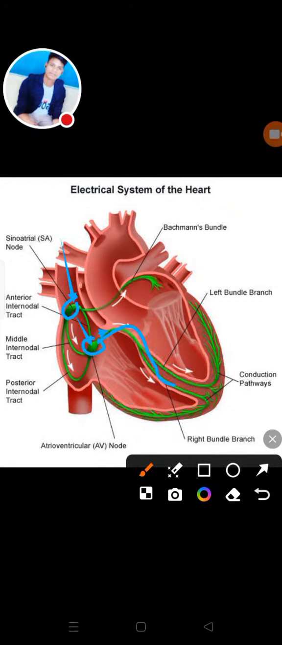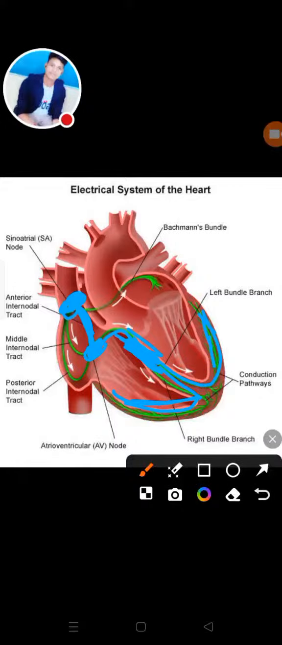So it is a very simple process. First, the electrical impulse starts from our SA node. From the SA node the electrical impulse goes to the AV node. The heart contracts and dilates by the electrical impulses only. How does the electrical impulse spread all over the heart? This is the process. First it goes to the SA node, then to the AV node, then to the bundle of His, and after that it spreads to both branches of the bundle of His. So it spreads all over the heart. Due to that the heart contracts and dilates, and the heart is always pumping, due to the electrical activity of the heart.